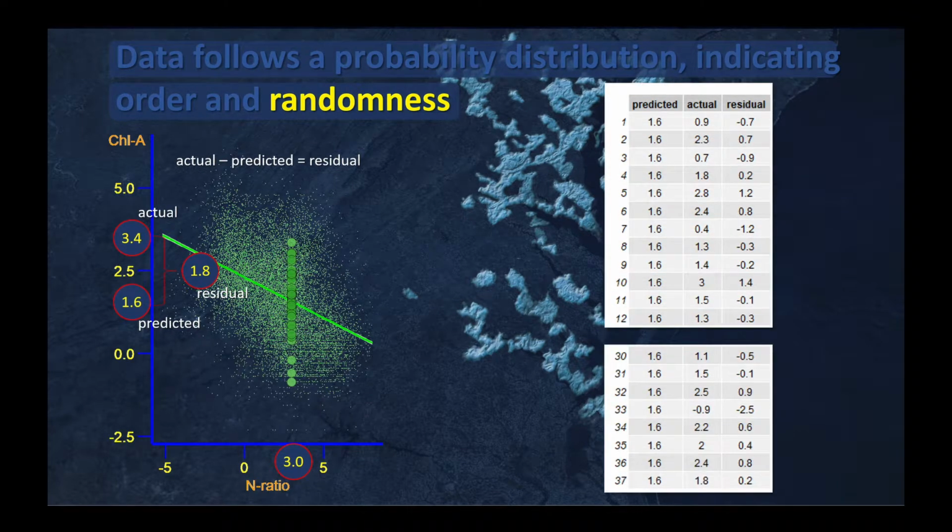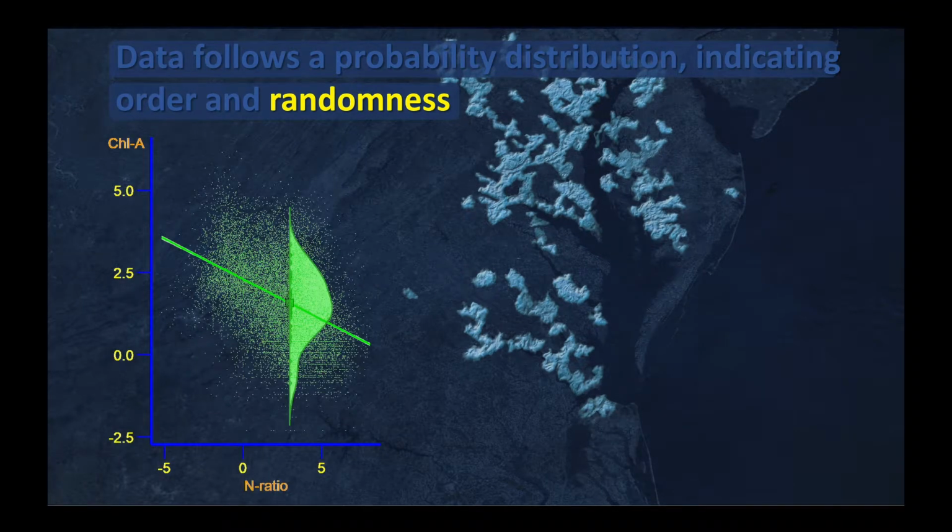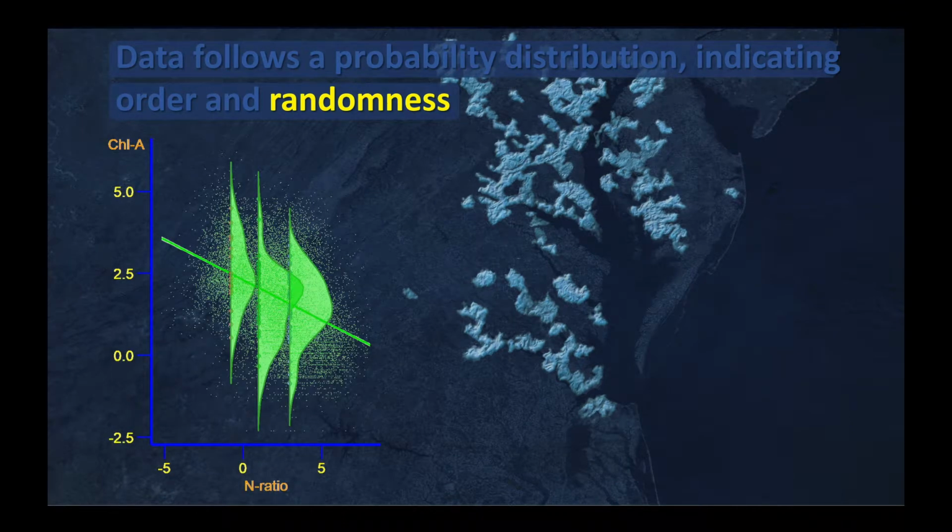If we took all 37 observations where the N ratio equals 3, we could derive the residual for all of them. Plotting these residuals in a similar way to how we earlier plotted the probability of chlorophyll A concentrations, we derive this Gaussian distribution, also called the normal distribution or a bell curve. This distribution of residuals holds true for all the points on our line.